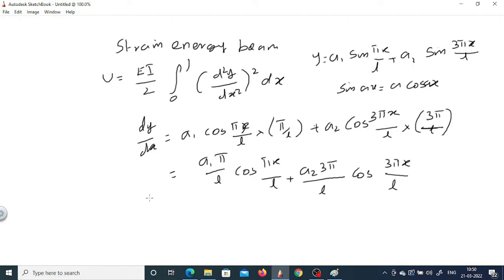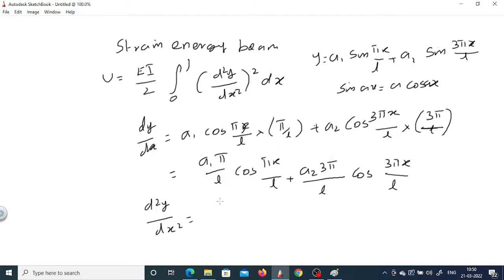After that I can move to the next step, again differentiating the term, because I need d square y by dx square. For that reason, I again differentiate with respect to x. So this term is called d square y by dx square. Here, if I differentiate cos x with respect to x, I get minus sin x.